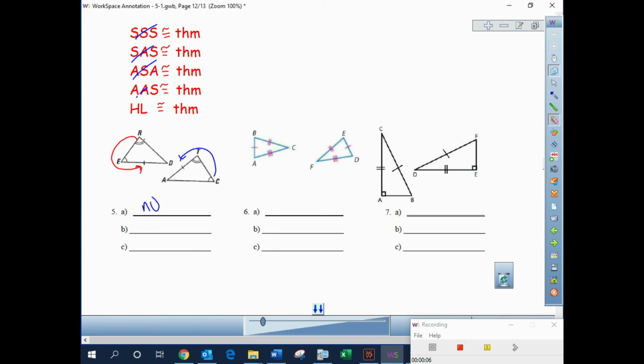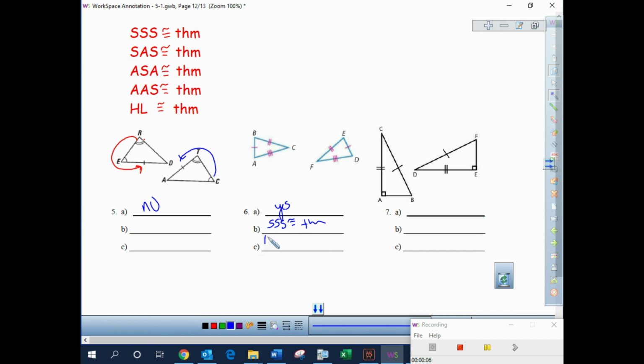Trust me, it gets easier. It just takes a little bit of practice. So this guy, oh, I like him. It looks like a side, side, side. You got a single in each triangle, a double in each triangle, and a triple in each triangle, so that's a big fat yes. That's usually the easiest one to see by side, side, side congruence theorem.